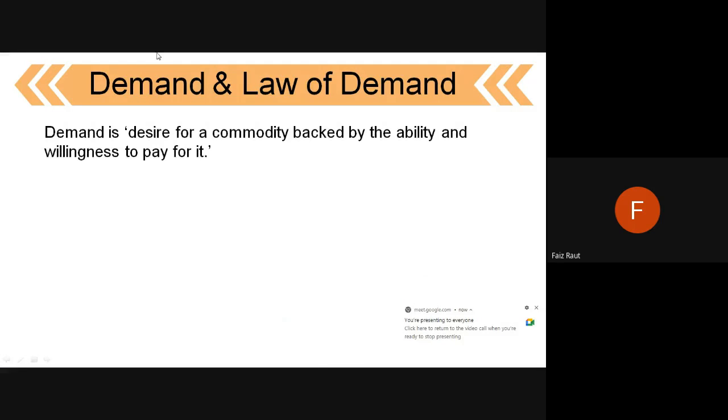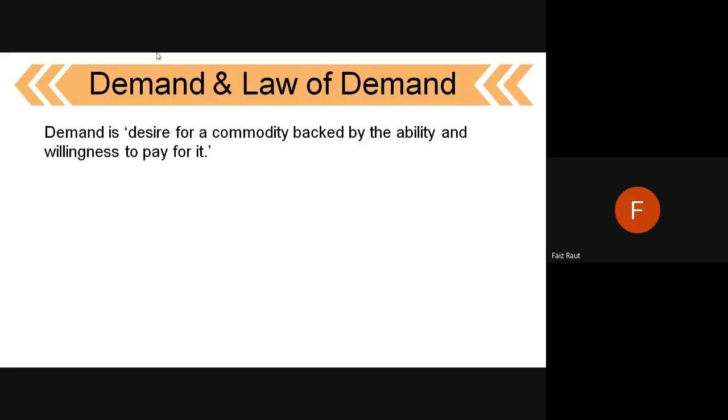So again, demand is the desire for a commodity backed by the ability and willingness to pay for it. Okay, so demand should have both the things. Firstly, it should have desire from the customers or the consumer's point of view, because he should want to have it. Okay, and other one is ability and willingness to pay for it. ठीक है, उसके पास पैसा रहना चाहिए, and you should have ability to pay for it. Okay, a person can desire a car. Okay, so he wants a car, he desires a car, but he doesn't have any money to pay, so the demand will not be met. Or else a person will have money, but he doesn't desire to have a car.